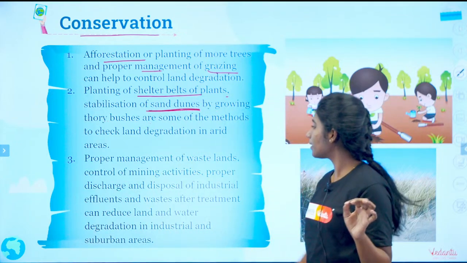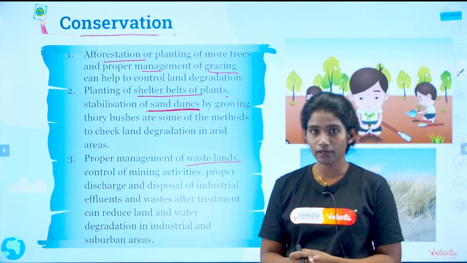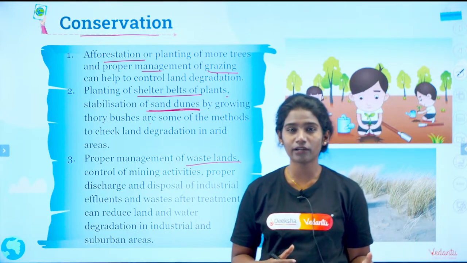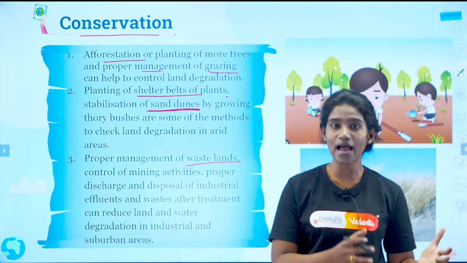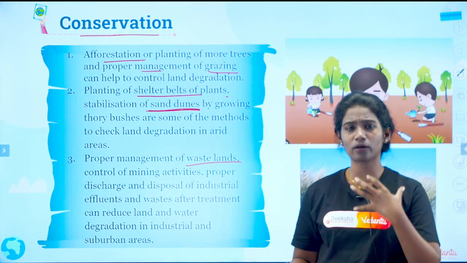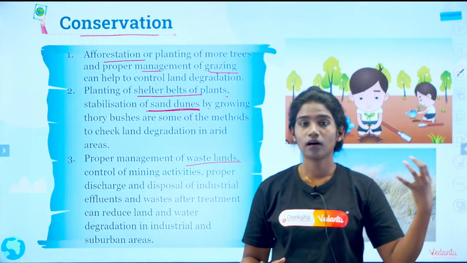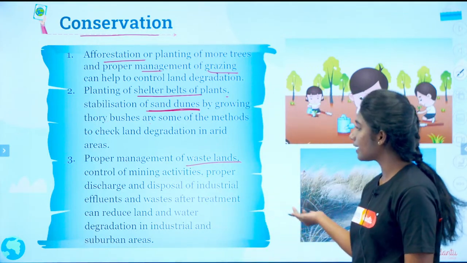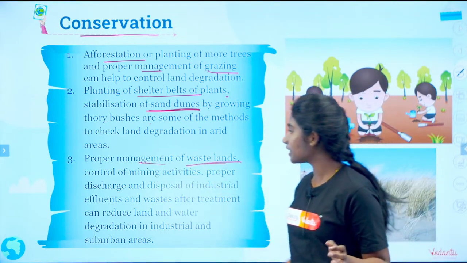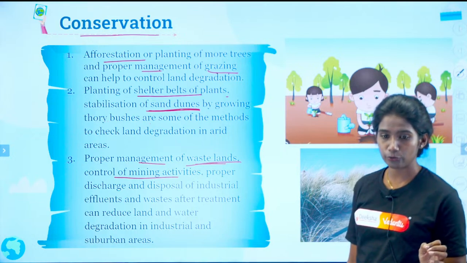And then proper management of wasteland. I told you, certain land within our country is left uncultivated. When it is left uncultivated for more than 5 years, that land will eventually turn into barren land, which will be of no use, because the land is not taken care of and the soil is not enriched with nutrients. So, those uncultivated lands have to be managed properly, and then we will have to control mining activity also.